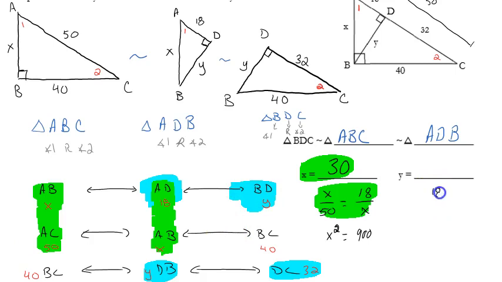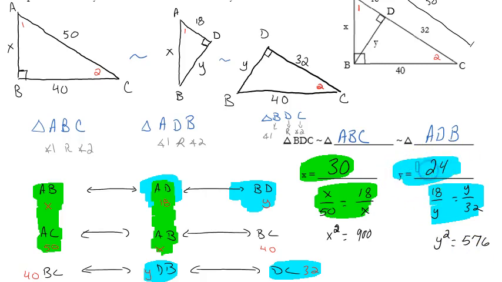Now, 18 over Y is equal to Y over 32. I can solve that proportion. Y squared equals 576, square root both sides, and Y is 24. It all comes from pulling out your triangles and then identifying corresponding parts to set up your proportions.